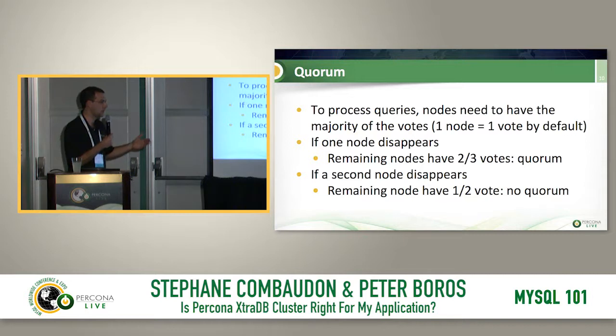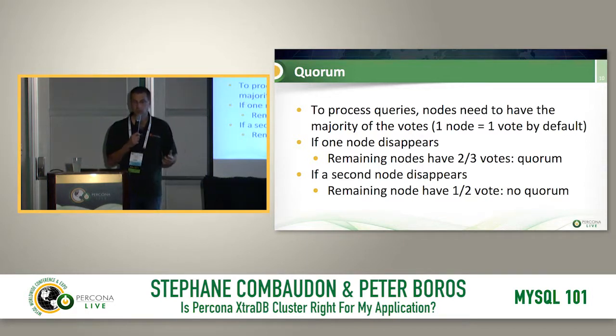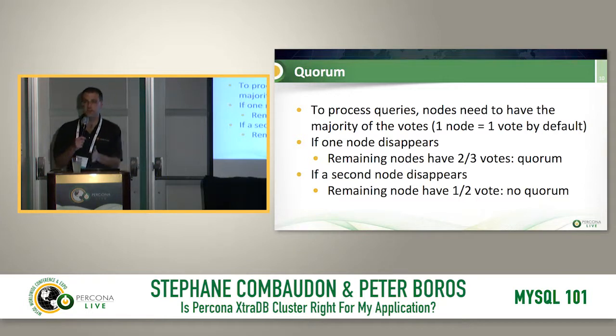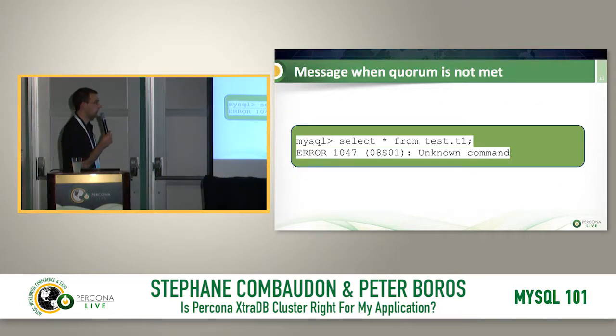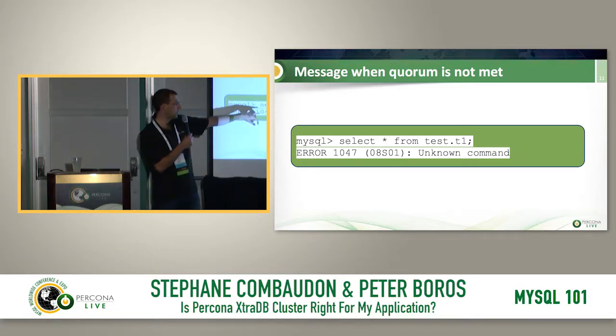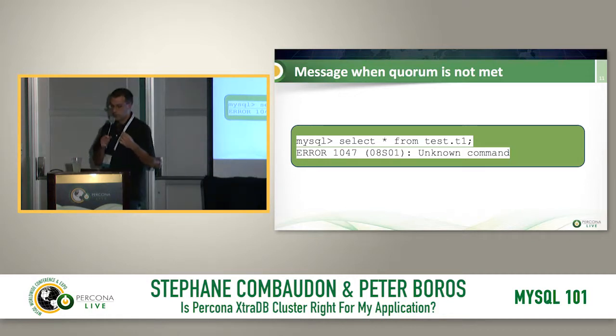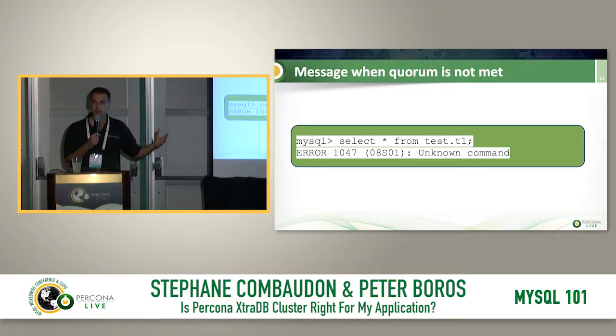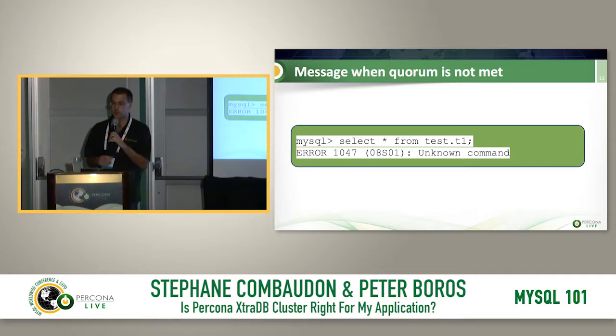Now, if a second node disappears, so we had 2 nodes and one disappears, 1 node out of 2, that's not a strict majority. That's only 50%. We need more than 50%. So this time we don't have quorum. And if the remaining node or nodes don't have quorum, they stop. They're still up, but they won't process queries anymore. What you'll see in such a case is, let's try to run a simple select, and then, wow, you get an unknown command error. That means the PXC server is still up, but because it doesn't have quorum, it says, well, I can't do what you're asking me to do. This is probably a bit confusing if you're not used to it.